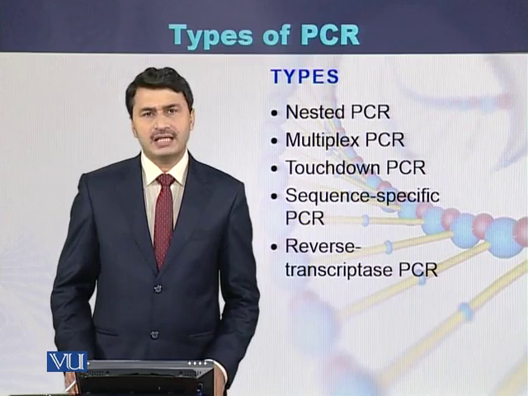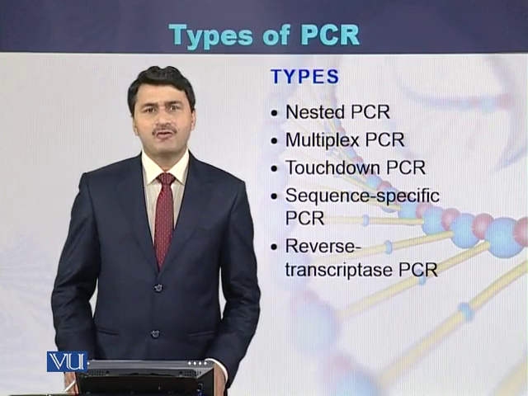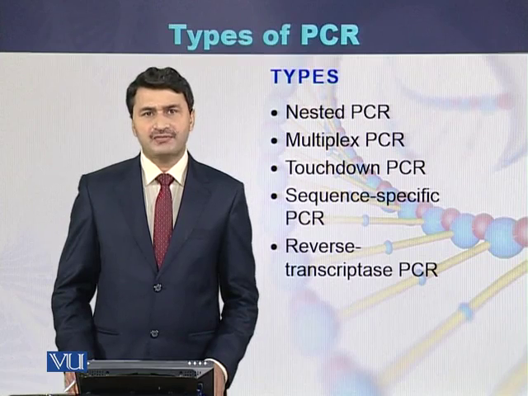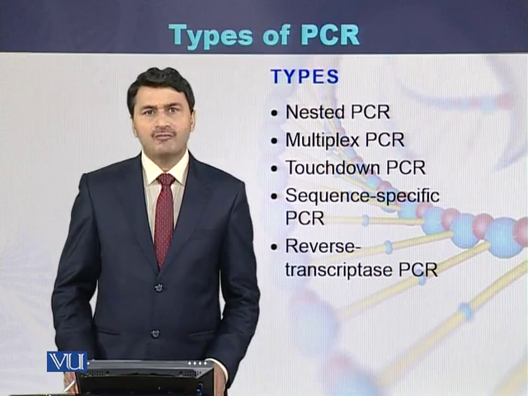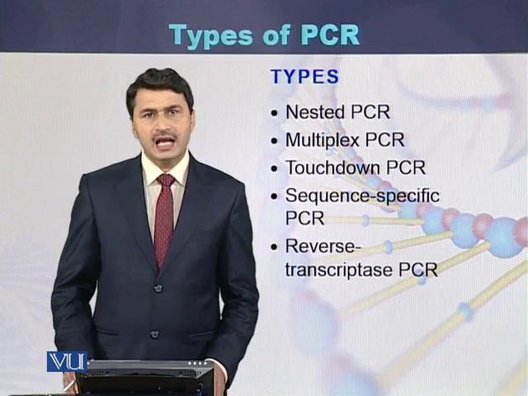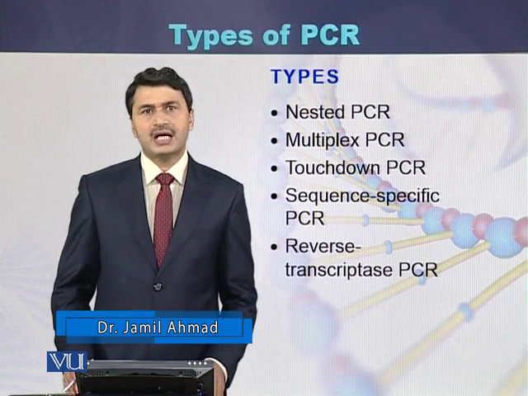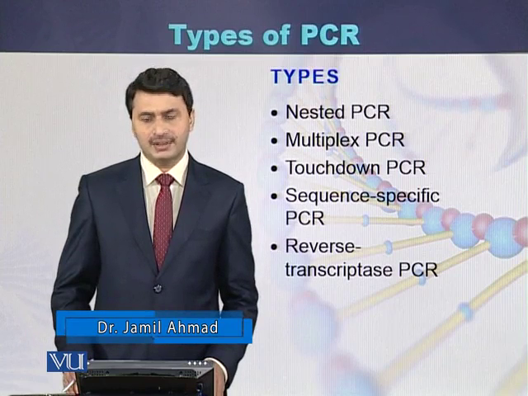Nested PCR is a PCR in which there are two pairs of primers. The first pair of primers amplifies the larger fragment, while the second pair of primers amplifies the shorter fragment, which is actually within the larger fragment. So such a PCR is called nested PCR.